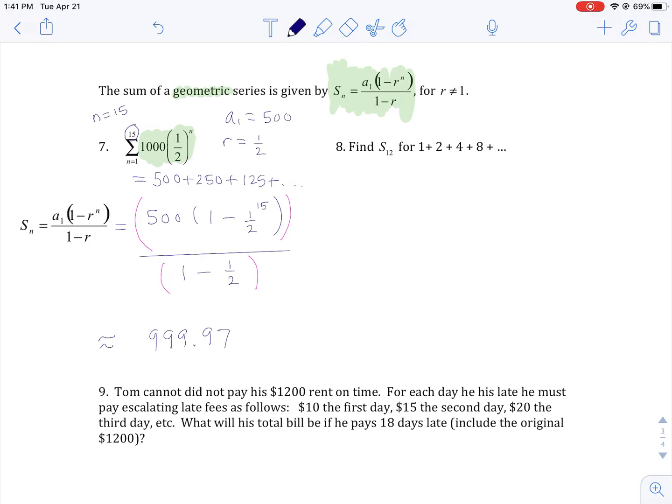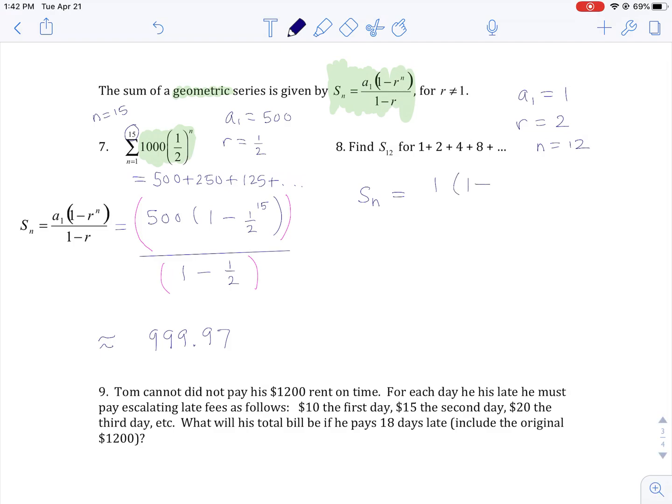Number 8. It's already written out for us. Let's just list a couple things. We know the first term, we know the common ratio, and we know the number of terms is 12. And to be perfectly honest, if you had to, you could just write out all 12 terms and add them up. But as long as we have this fun little formula, let's use it.